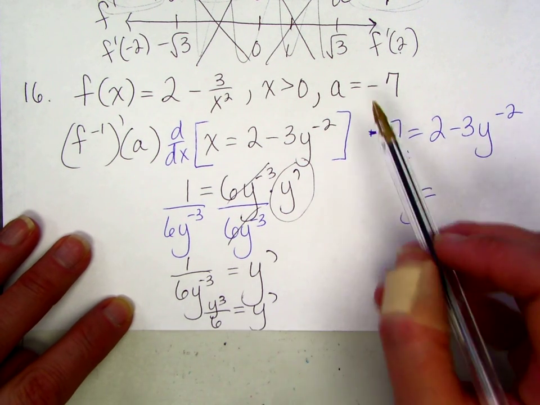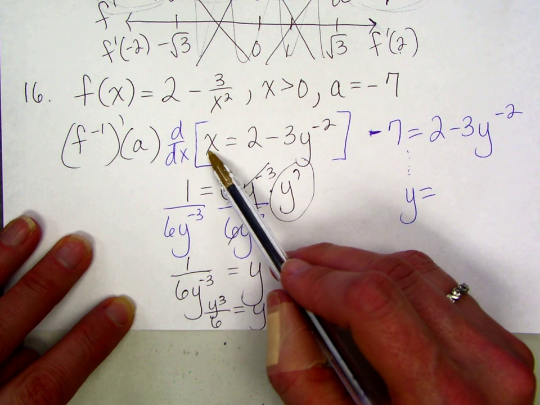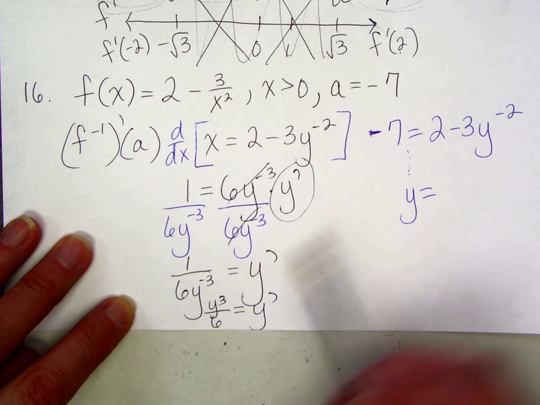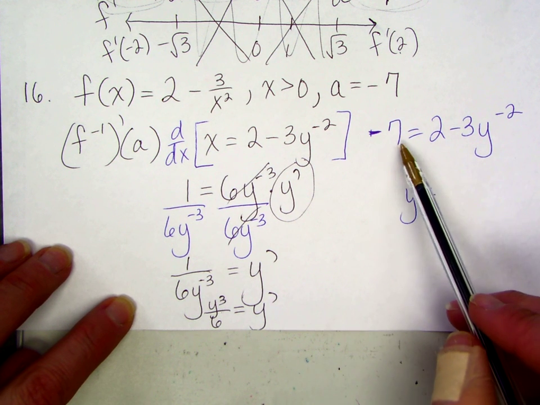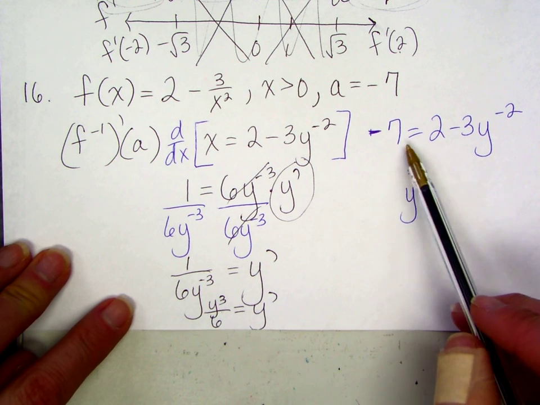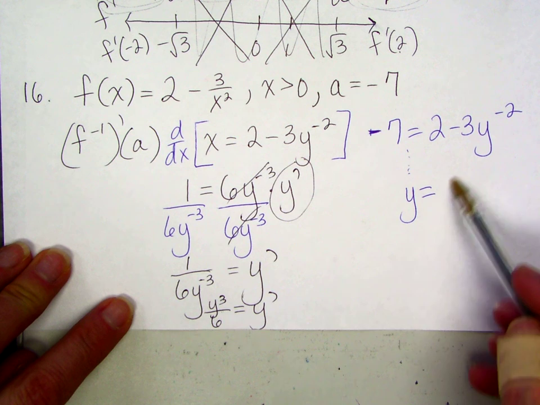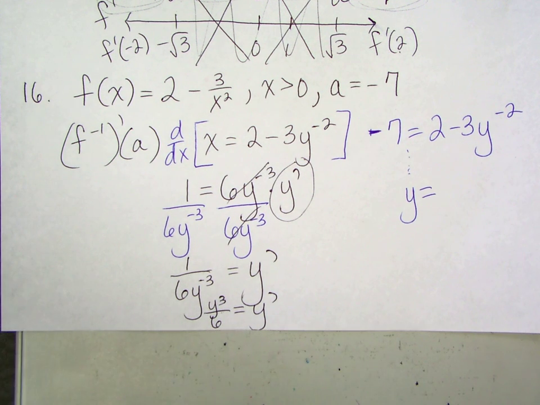So again, this is giving me the x-coordinate of the inverse. So I've got to find the y-coordinate so that I can plug it in there. You guys know lots of ways to solve these: graphing, your solver, algebra. Some way, find what the value for y is.